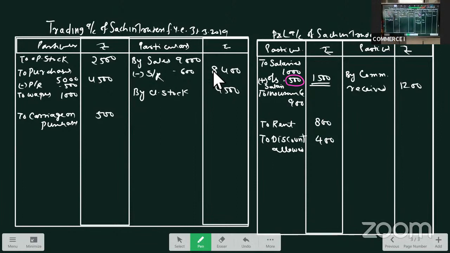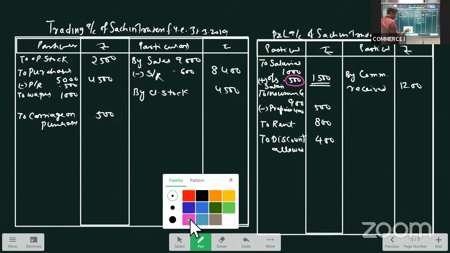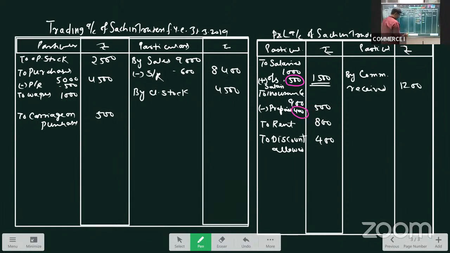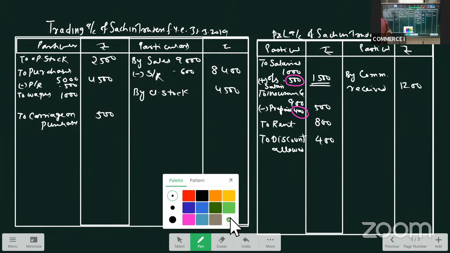Prepaid insurance means insurance premium paid in advance. This 400 rupees is the amount pertaining to next year. This is the amount related to next year which we have paid in the current year. Prepaid insurance is deducted. We take 500 and then again this 400 will be shown as an asset. Any expense paid in advance in the current year which is pertaining to next year, it will be an asset for the current year.